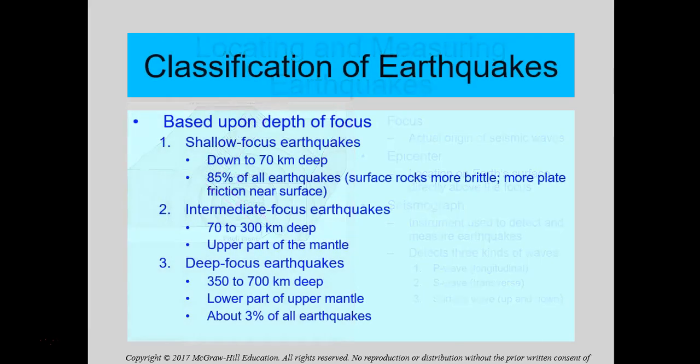We classify earthquakes based on their depth. Many earthquakes are shallow earthquakes. They occur from the surface down to about 70 kilometers deep. And this is where you see about 85% of all earthquakes.